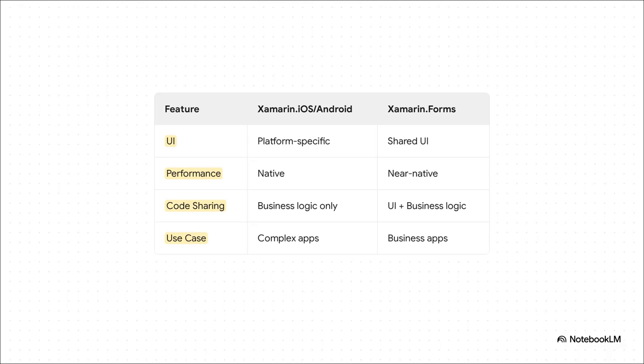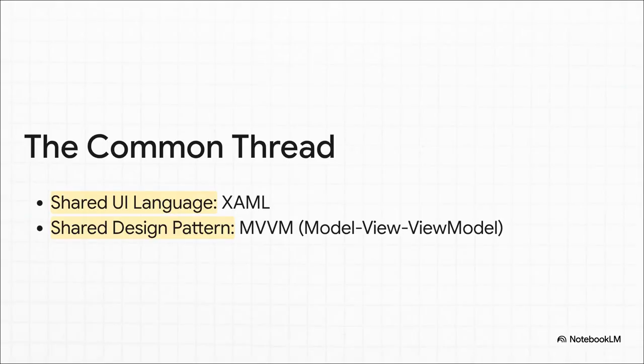But if you need super high performance or some really specific platform-level features, you can use Xamarin Native to get that fine-grained control. And this, right here, is where you really start to see the beauty of this whole toolkit. Did you notice the common threads? That XAML language we use for our desktop app? Yep, you use it in Xamarin Forms too. And they both use a design pattern called MVVM, which is basically a cousin to that MVC pattern we saw earlier. The big takeaway here is that learning one of these tools makes you better at all the others.